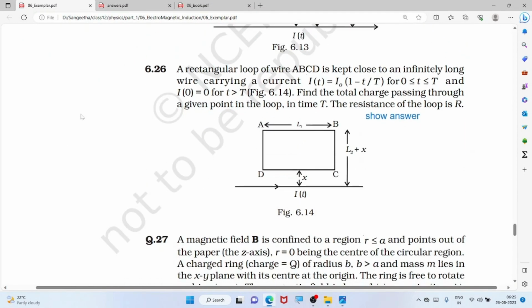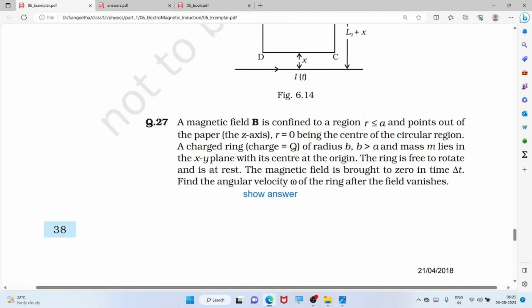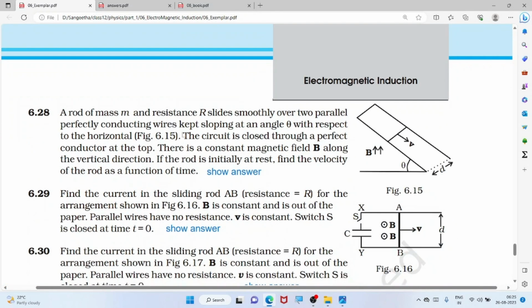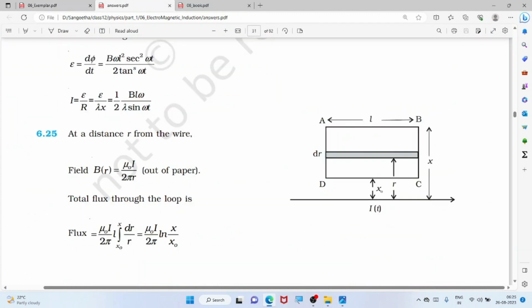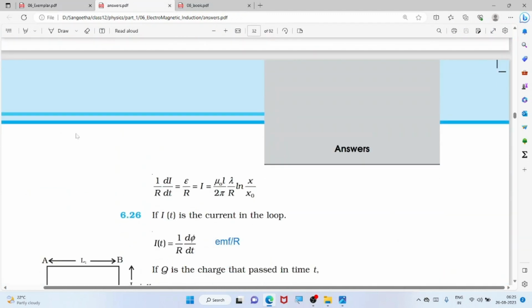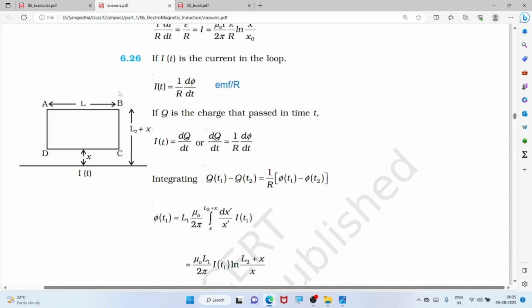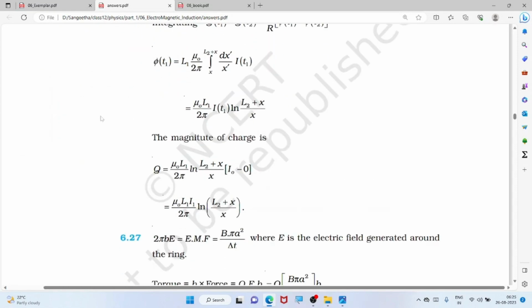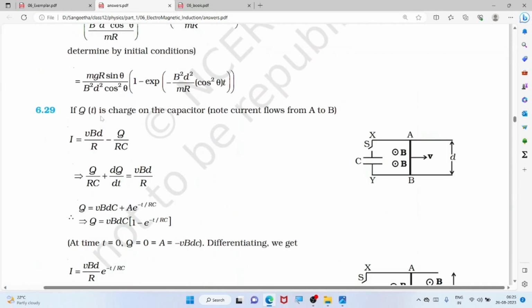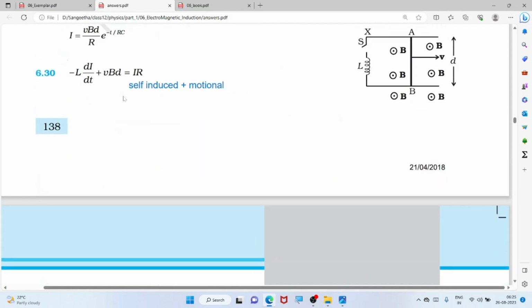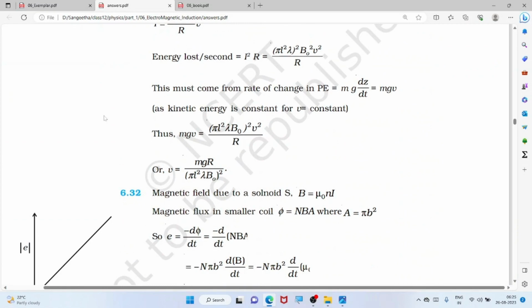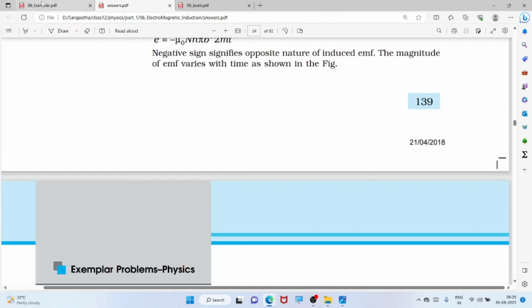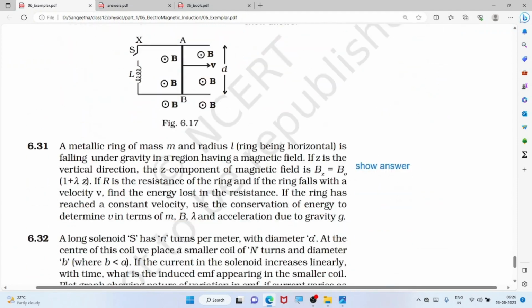For the other things, all the answers are given. EMF by R is the current, the voltage by R. So you can go through the answers. Self-induced plus motional EMF in this. So you can go through the answer, try yourself.